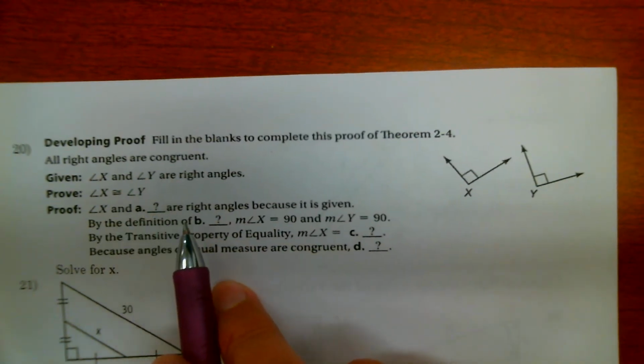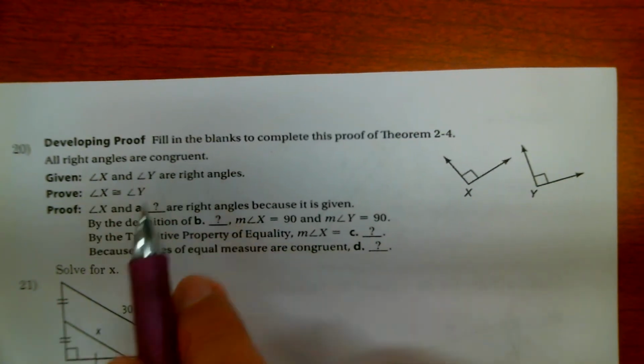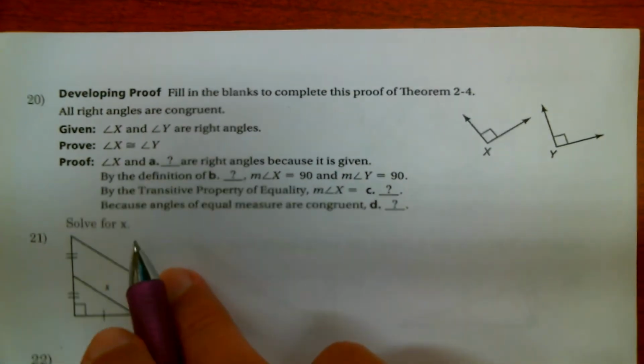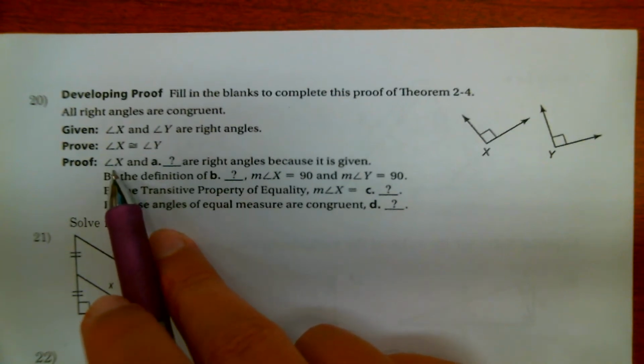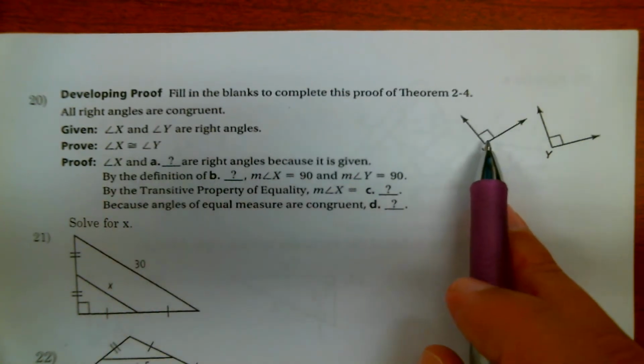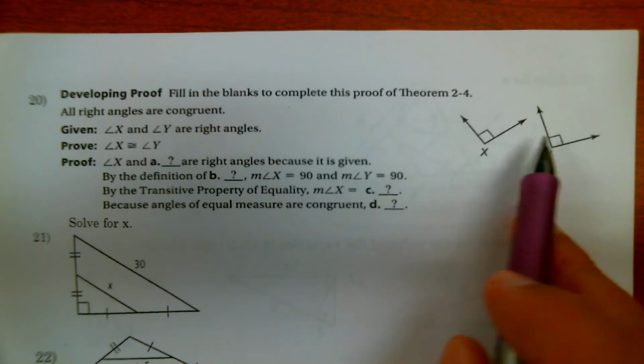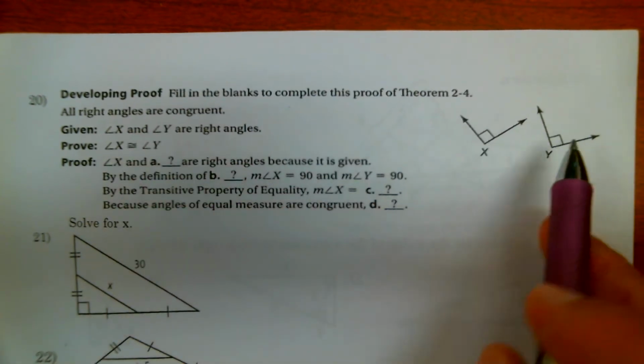That's given. Okay, all right angles are congruent. So this is kind of different from a two-column proof. This is our paragraph proof, but it's the same concept. Angle X is congruent to angle Y. Okay, that's what we're trying to prove. And it's telling me that X and Y are right angles.